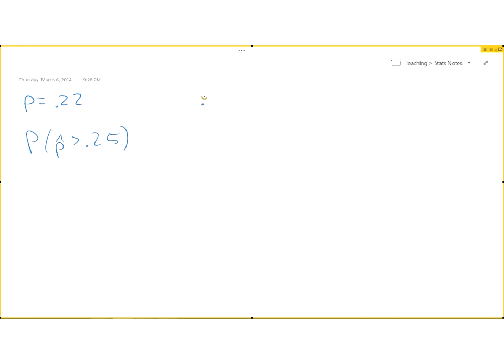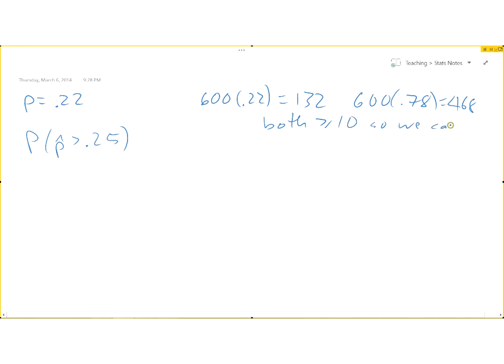So we do our n, which was 600, times p of 0.22. That would be, well, 20% is 120, and 12, 132. I assume you'll do that on your calculator. And then 600 times 0.78, that's your 1 minus p. Well, that's going to be much, much bigger. That's going to be 468. So both of these are greater than or equal to 10, so we can use the normal model. That means we can use a bell curve.